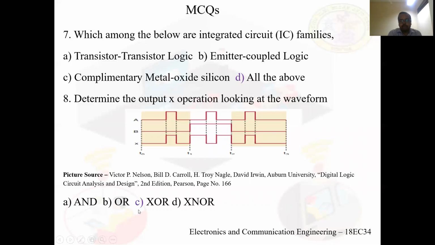If any one of the inputs is high, if it is an odd function, the output is equal to logic 1. As you can see here, A is 1, B is 0, it is high. If B is 1, A is 0, the output is 1. For the rest of the input combinations, it is 0.